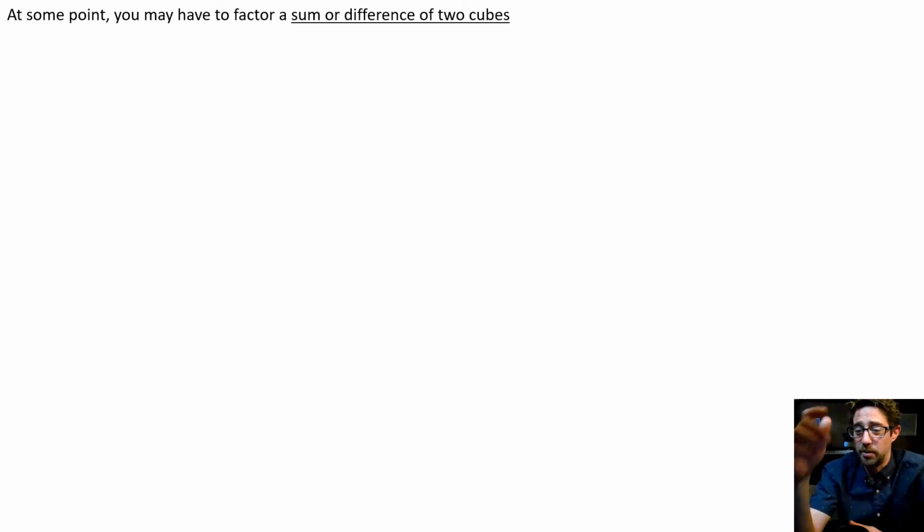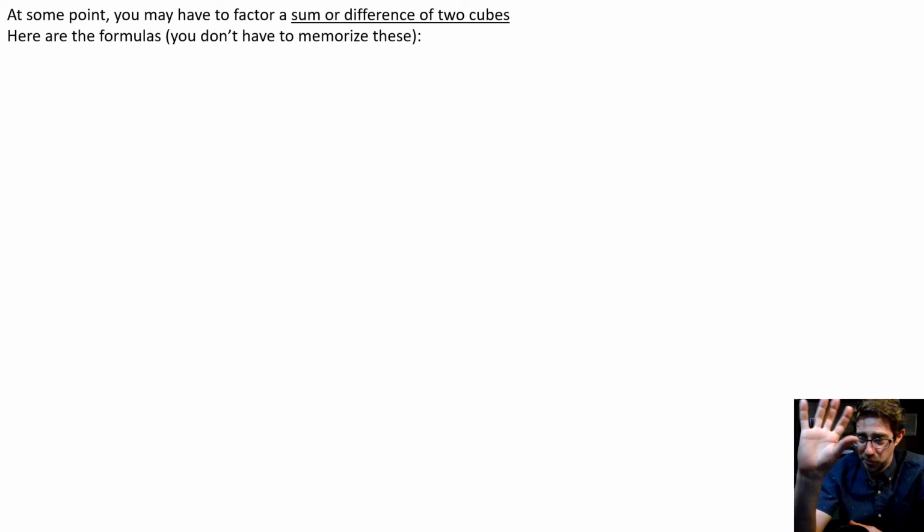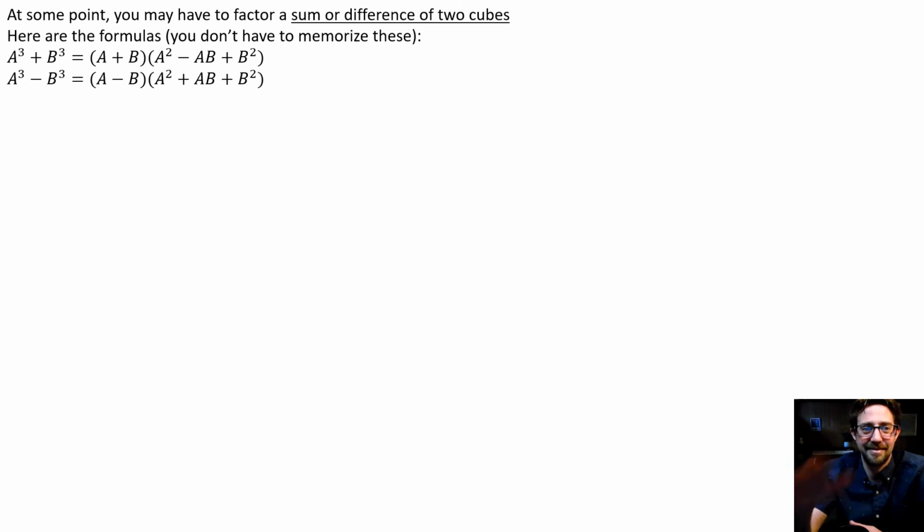So here's the formulas. You don't have to memorize these. I don't even know if I have them memorized. Okay. So there they are. Just write that down. If you ever see something that's like a cubed plus b cubed, it factors to a plus b times a squared minus ab plus b squared. And if you see something that looks like a difference of 2 cubes, okay, so this is a sum, this is a difference of 2 cubes, that's going to factor to a minus b times a squared plus ab plus b squared.